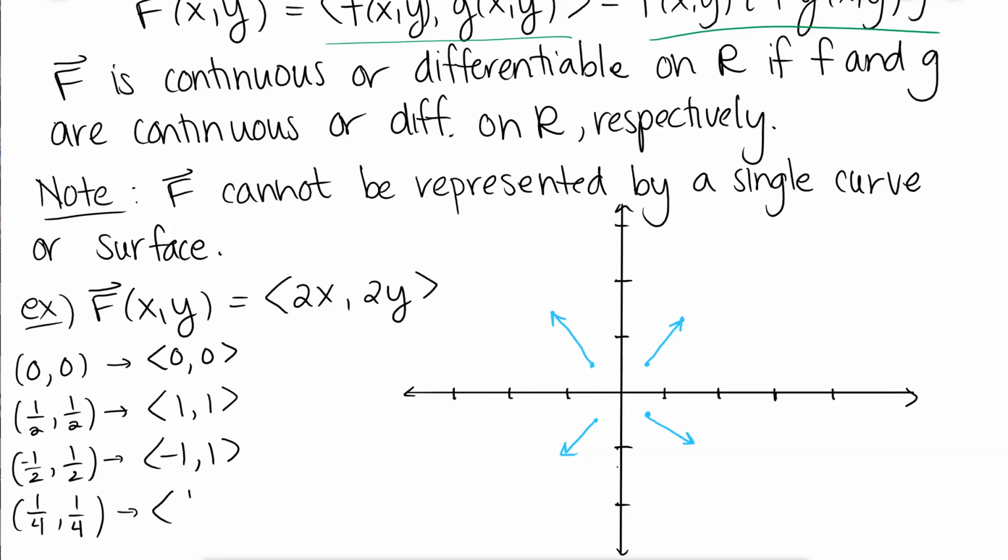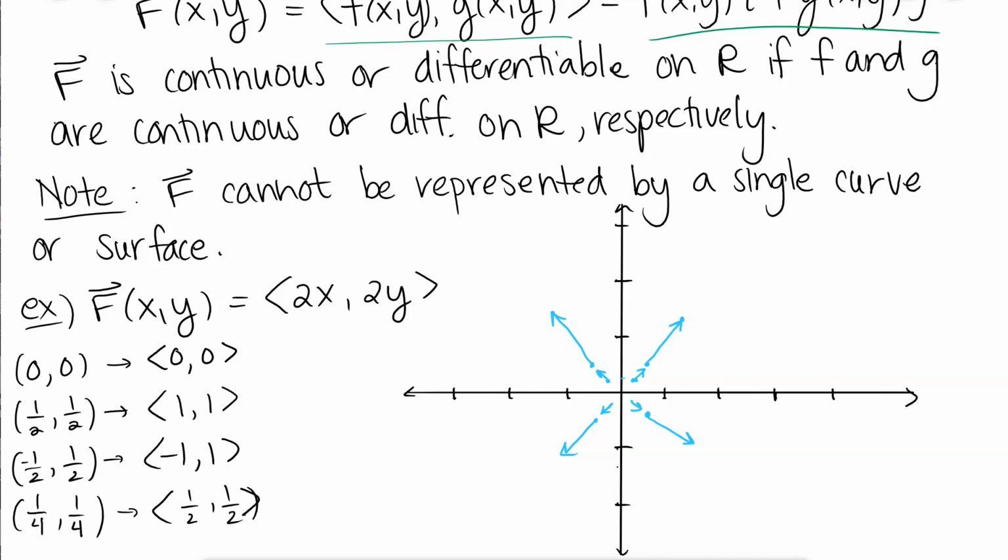1/4, 1/4 is going to go to 1 half, 1 half. That's a vector. So at a fourth and a fourth, I'm going to go a half and a half. Again, at a fourth and a fourth, a half and a half, I would have something like this. Okay, and technically they would be on each other there.